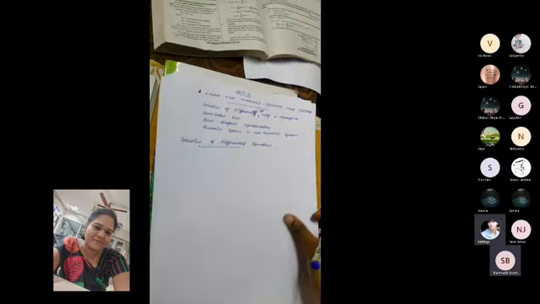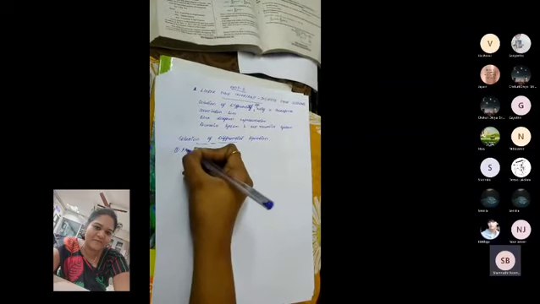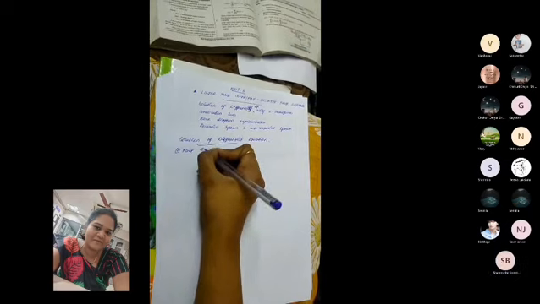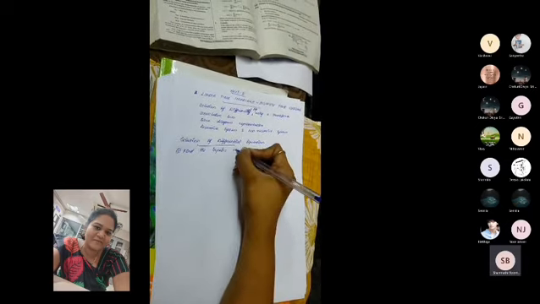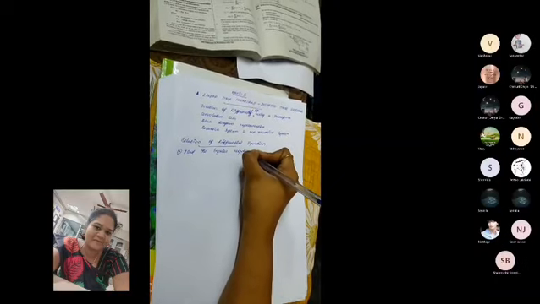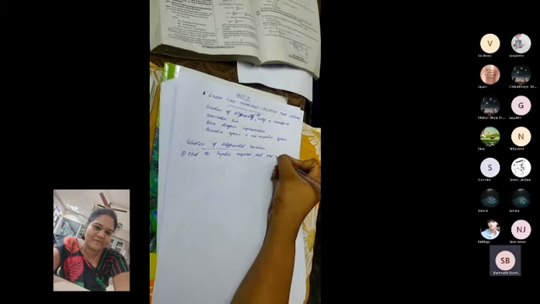So first we will see the solution of differential equation. First problem, take down the problem. Find the impulse response and step response.